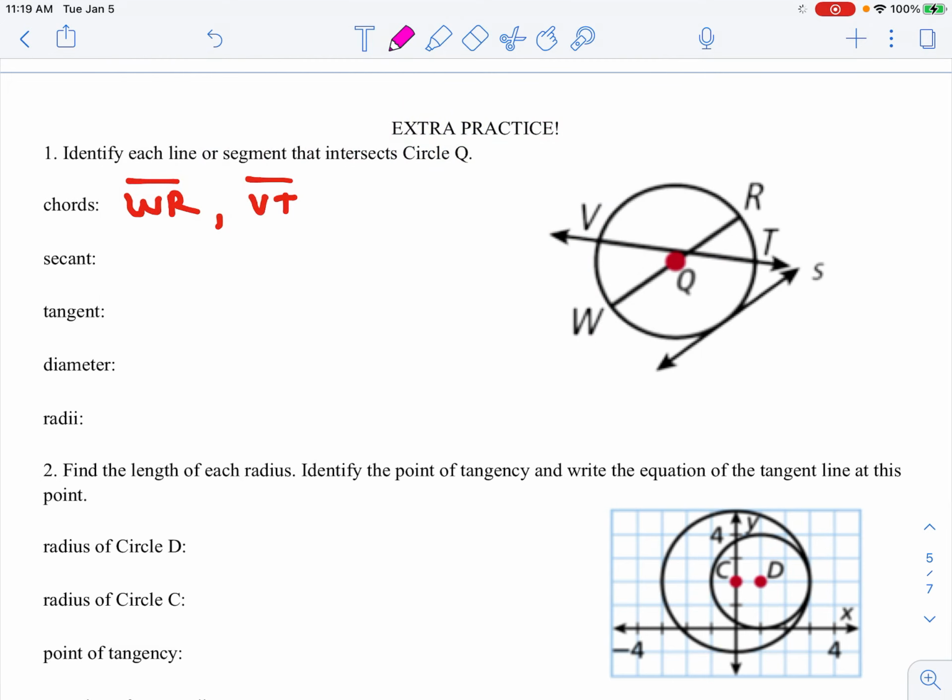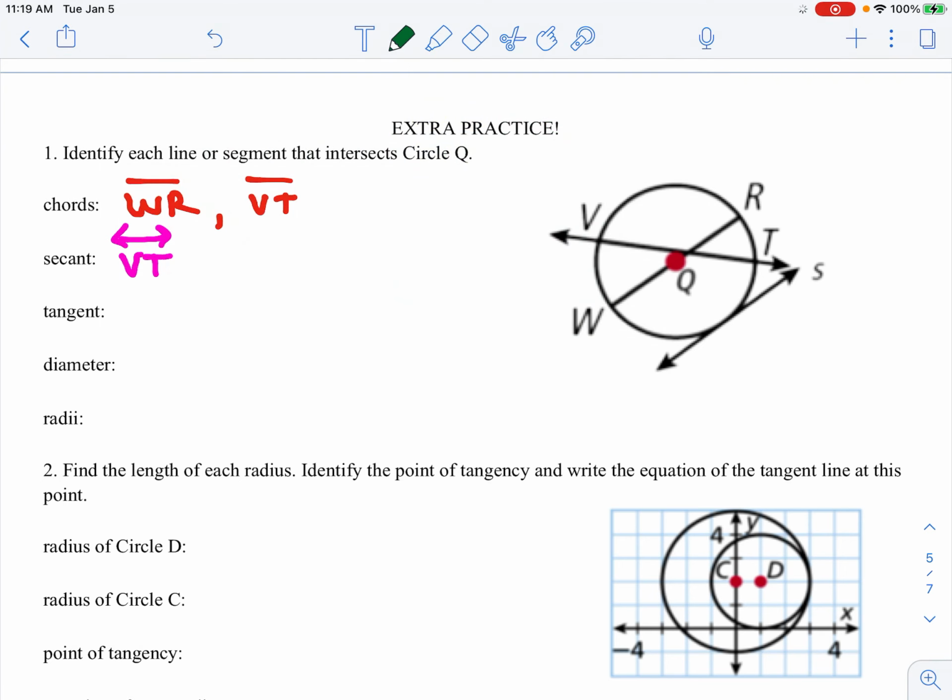All right, a secant. A secant is a line that goes through the circle. So this time I need a line with arrows going through the circle. You'll notice VT is the only line with arrows that goes through the circle, and a secant is a line. So when I write it, I'm going to put arrows above it to show it's the line that went through the circle.